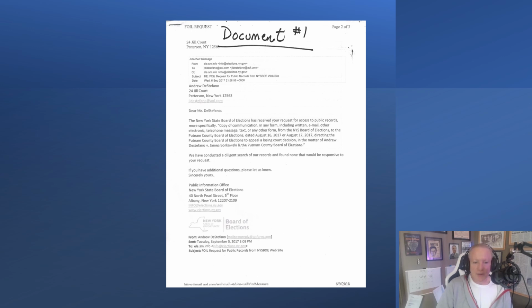So anyway, the end result of this Freedom of Information Law request: we have conducted a diligent search of our records and found none would be responsive to your request. In other words, I was lied to, okay? In any event, when they filed their 17-minute appeal, you had to go down to Brooklyn, 45 Monroe Street.